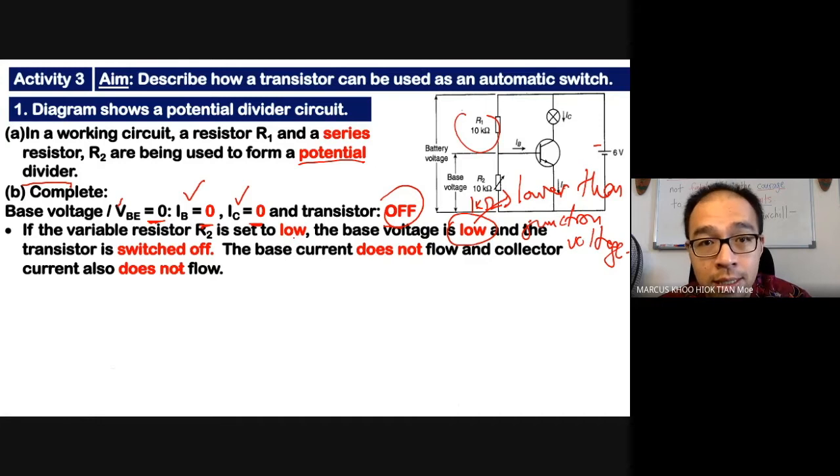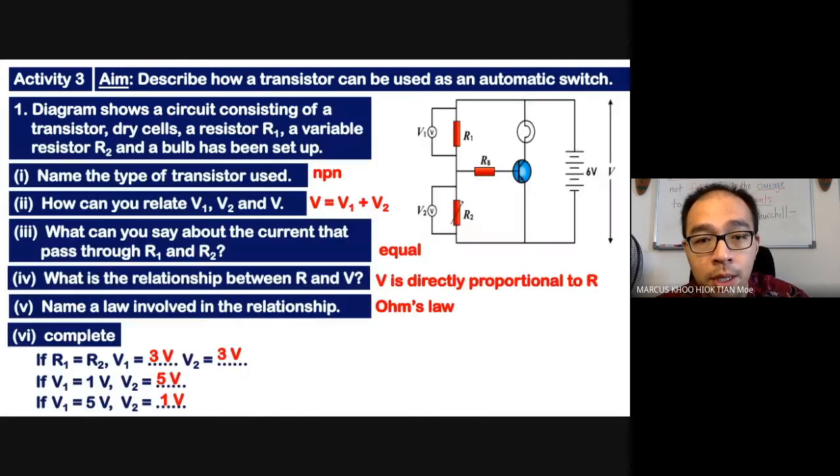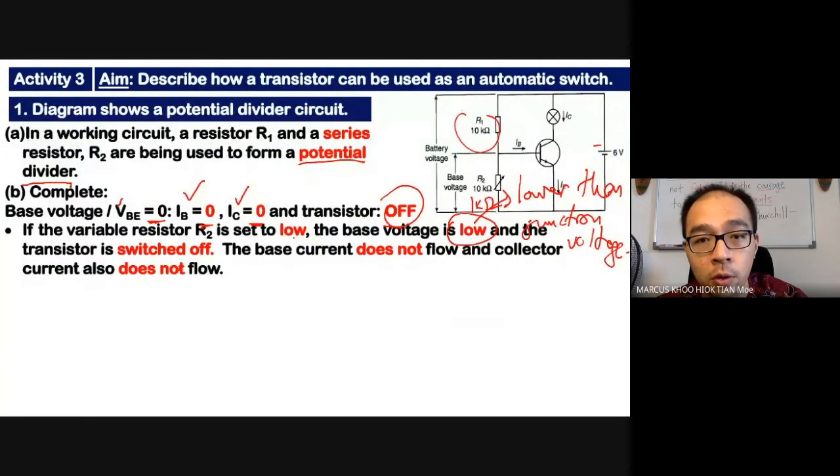So low resistance, remember the relationship we saw just now? V is directly proportional to R. If the resistor you set low, the voltage that is going to be provided here is going to be low. Okay, and when we say low, we mean lower than the junction voltage. So when the base voltage is lower than the junction voltage, the transistor is switched off, and so the base current does not flow and the collector current does not flow. Okay, why is the transistor switched off? We saw this last week lah. Sebab electrons tidak cukup tenaga untuk melepasi the junction voltage. Okay, that's what this means.